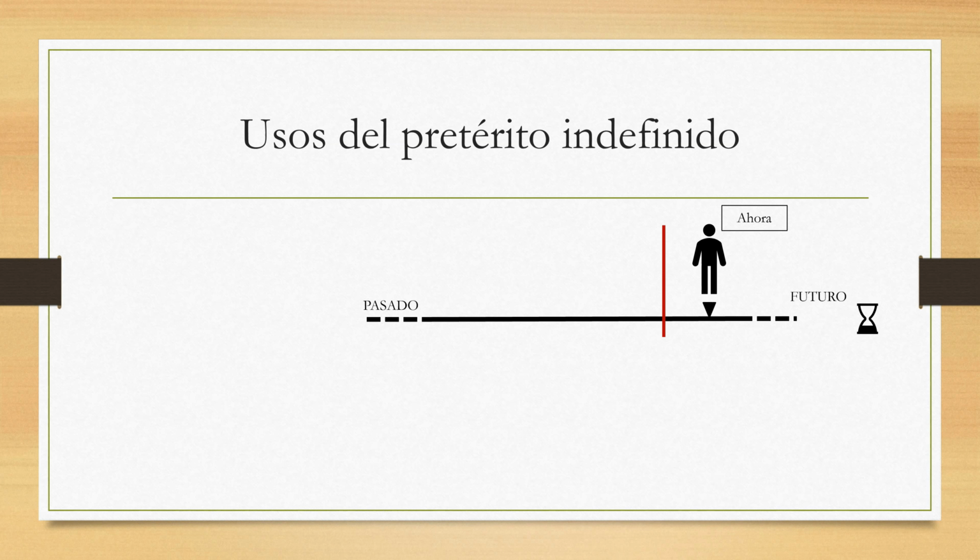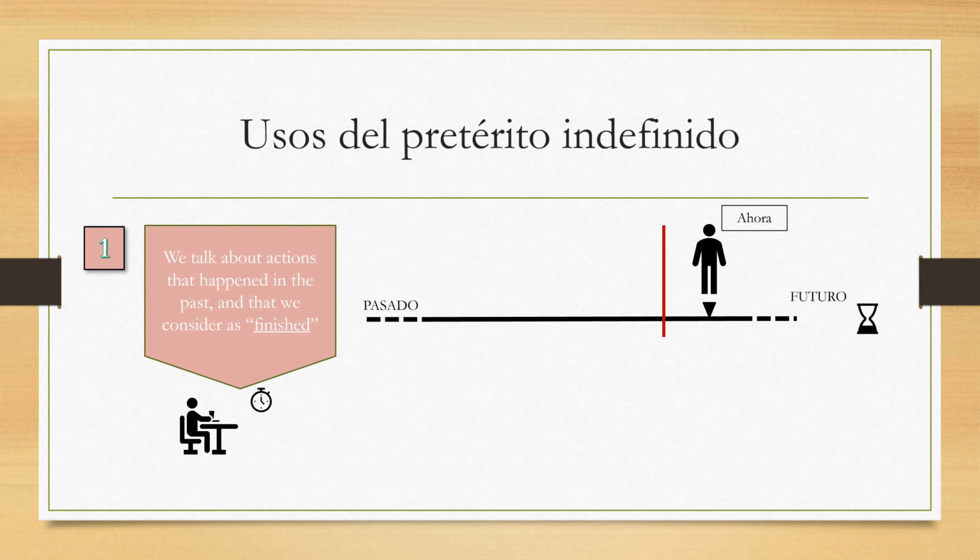How do we use pretérito indefinido? Let's start. Here we have a timeline with pasado, futuro, y ahora. So the past, the future, and now, the now of the person who is speaking. We talk about actions that happen in the past and that we consider as finished. For example, ayer comí a las 4.